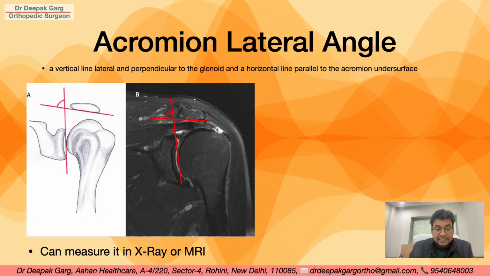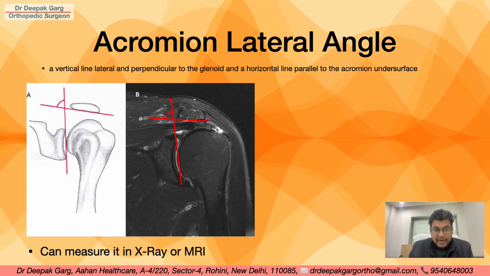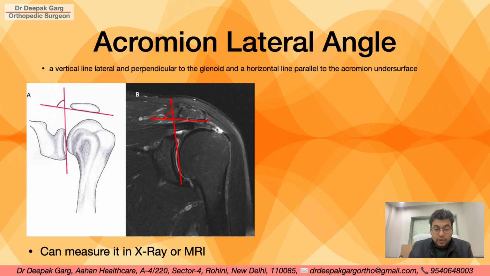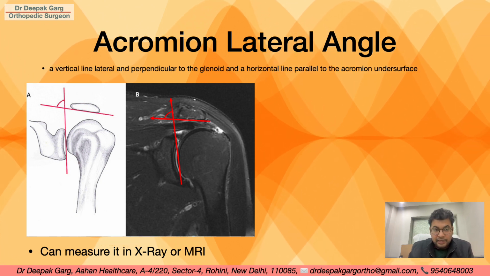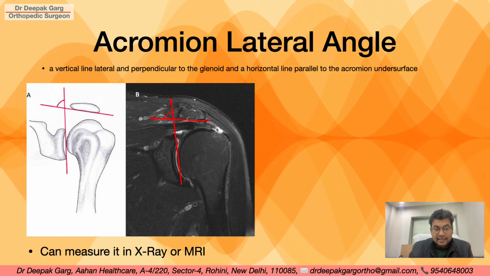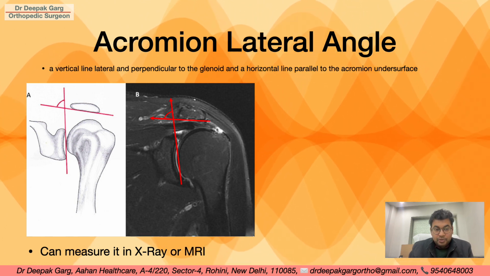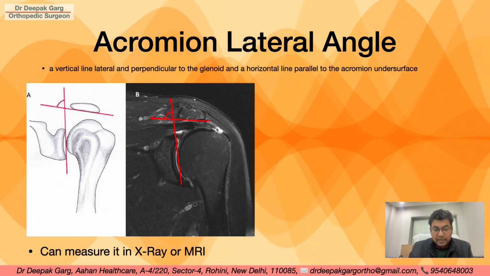So what is the lateral acromial angle? It is formed by a vertical line lateral and perpendicular to the glenoid, and a horizontal line parallel to the acromial undersurface. The angle made between these two lines is the lateral acromial angle. We can imagine that if this angle decreases, there will be curving of the acromion. The acromion will curve towards the humeral head, and the space will decrease.